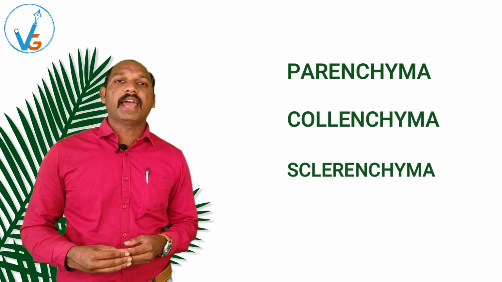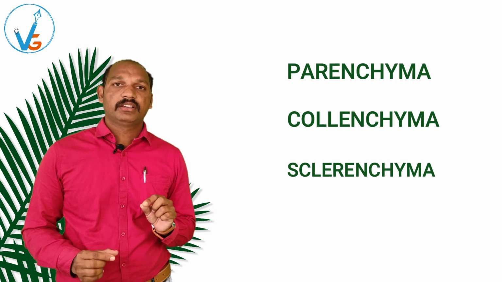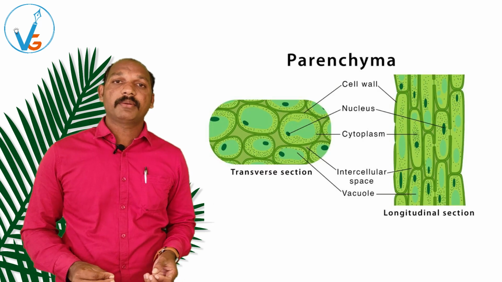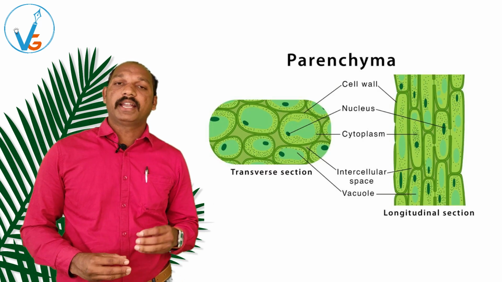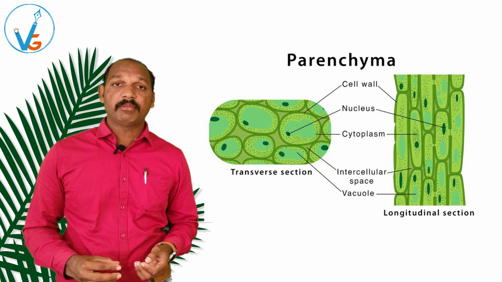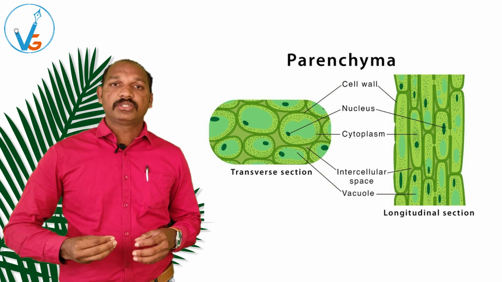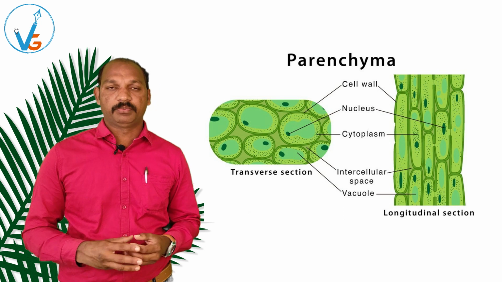Parenchyma has soft cells with a thick or thin cell wall, and they are loosely packed. The parenchyma that contains the chloroplast is known as chlorenchyma, the parenchyma that has air cavities or spaces is aerenchyma, and the parenchyma that stores the food and water is known as storage tissue.